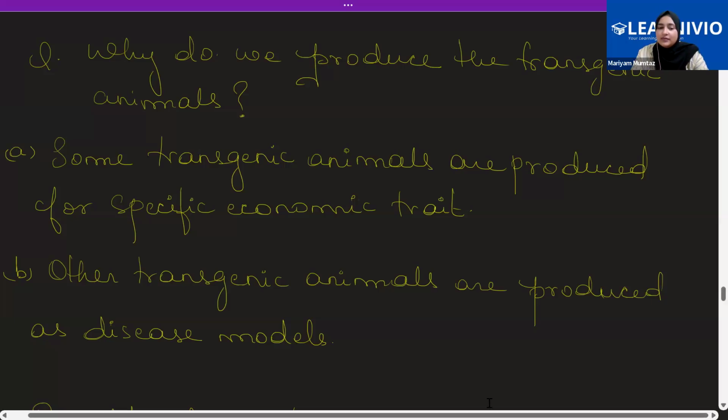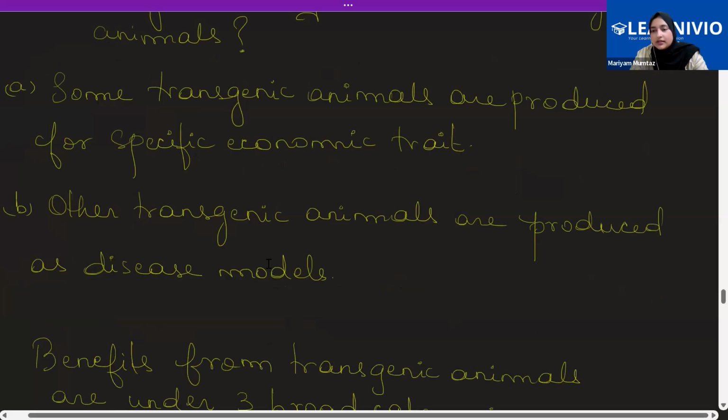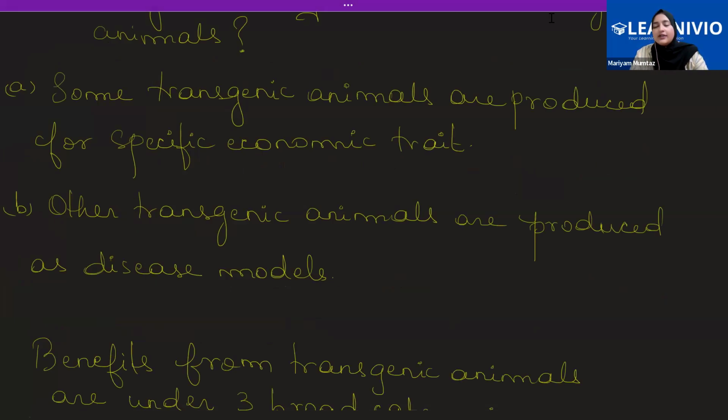Second, other transgenic animals are produced as disease models, for any kind of drug testing or disease study. For example, there are so many bacterial and viral pathogens that cause diseases in humans. Now, say you are doing research and you want to study a particular pathogen, how it infects humans and what it causes. Will you go and take that pathogen and inject it into your friend? Like, oh, I'm sorry, I wanted just to study the symptoms. Can I see your symptoms? No, right? You'll go to jail for that, isn't it?